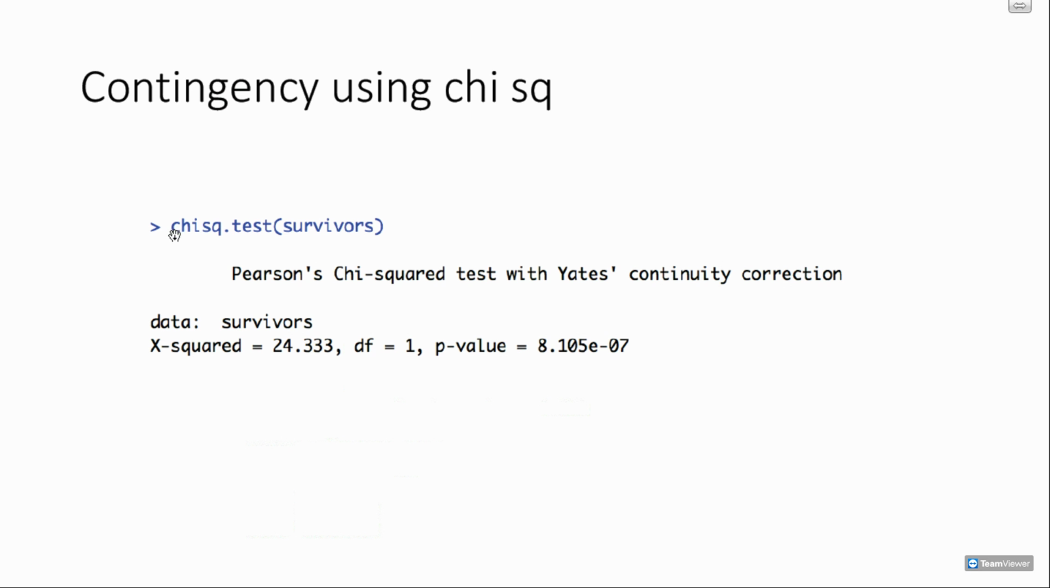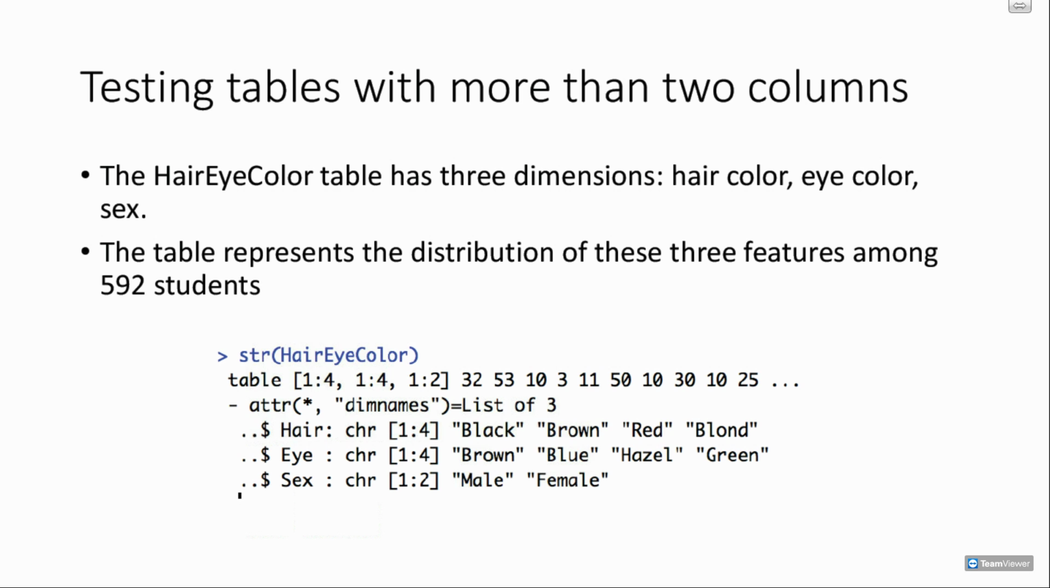For a chi-square test, you have the chisq.test. You can do the two. This is not a chi-square test.